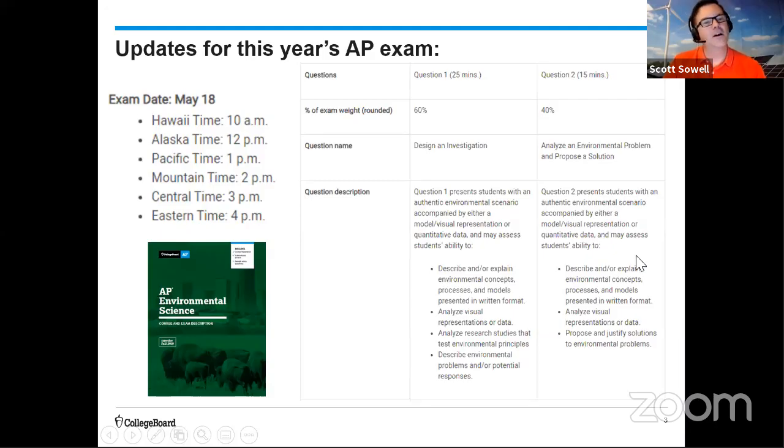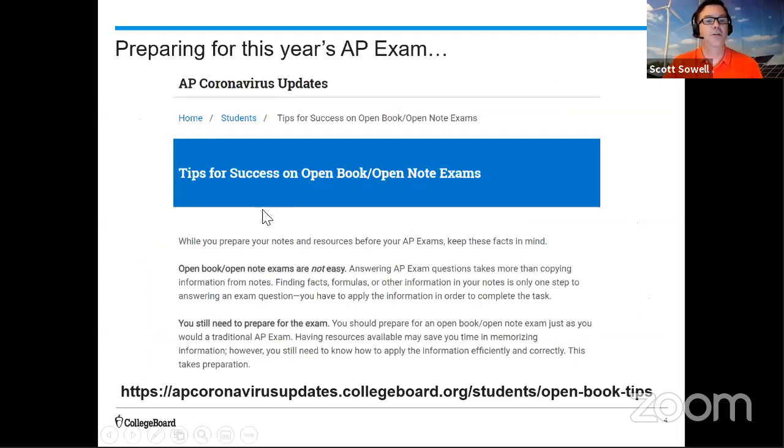So quick reminder about our exam date and times over here on the left-hand side of the screen. And on the right-hand side, you can see a description of the 2 FRQs that are going to be on the exam. So worth looking at. Another reminder, I know Ms. Fassler and I both mentioned this the last couple days, but a really great resource is the College Board's update page about tips for success on open book, open note exams. I would definitely take a look at that. I know from my students, I've had them take a look at this and really think about what kind of notes they're taking during these review sessions.